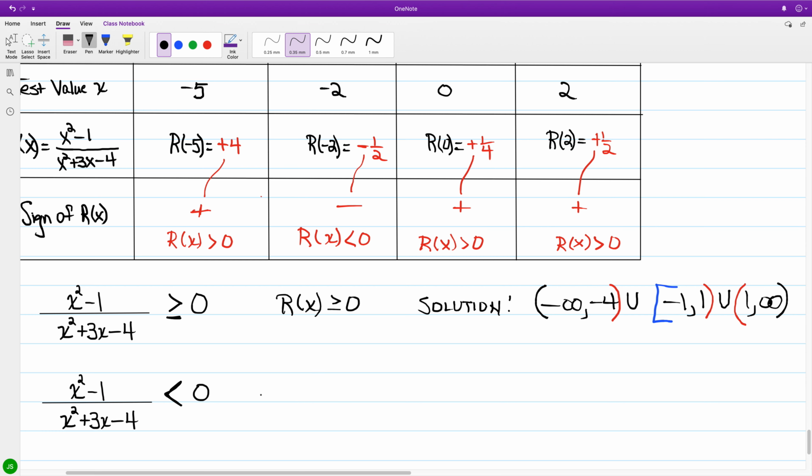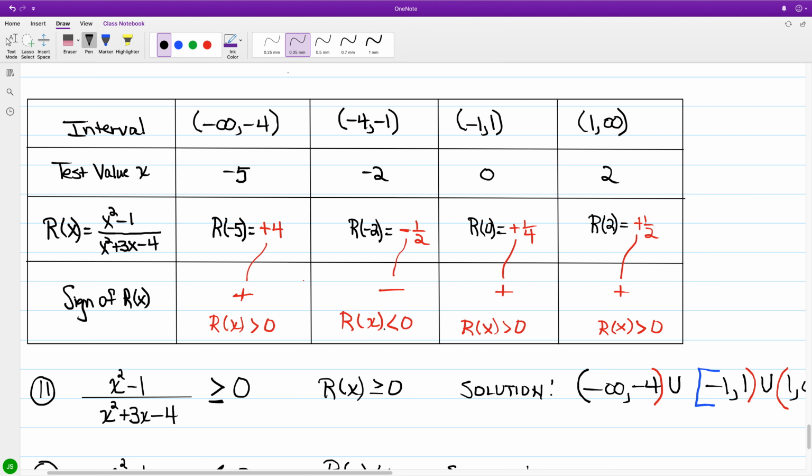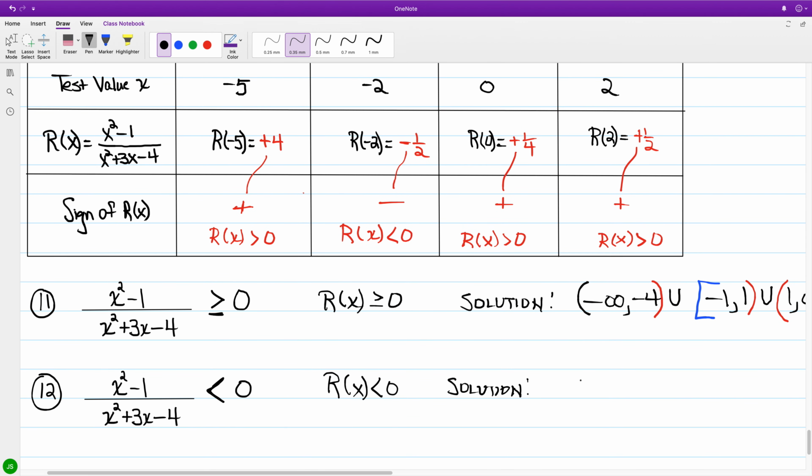And then in the case of number 12, we have the inequality with the same rational expression less than 0. So we're looking at where r of x is less than 0. Now we do not have the equal sign, so we're going to have only parentheses. So we have where r of x is less than 0: those values of x greater than negative 4 and less than negative 1. And that would be the solution set in this problem.